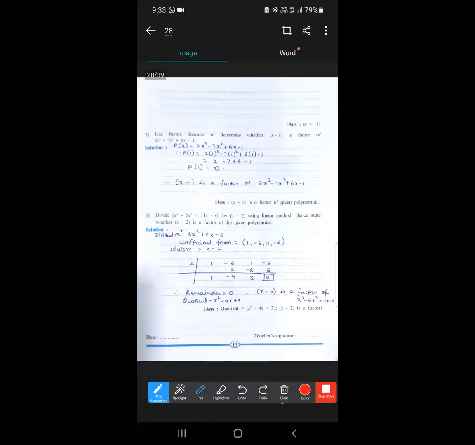See, on page number 15 they have given the value here, m is equal to minus 1. So after each and every question, students, they have just provided the answer only to recheck it.